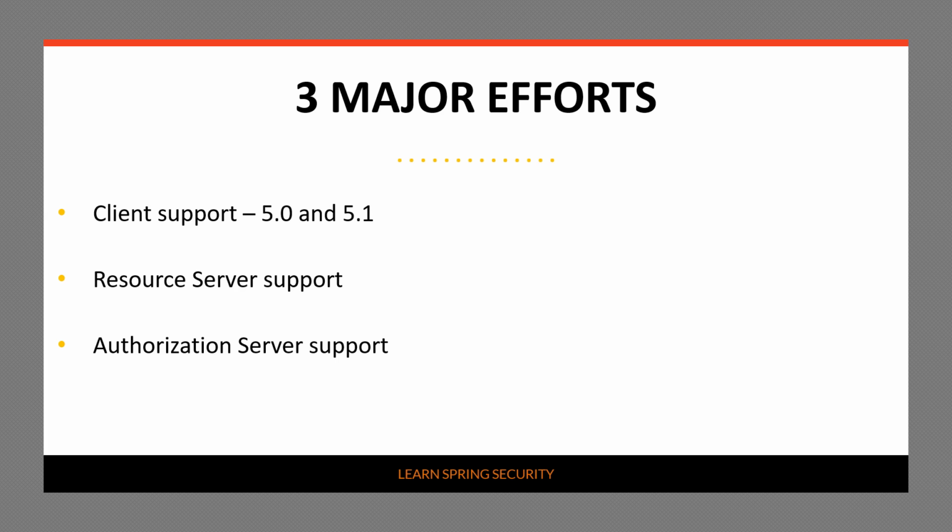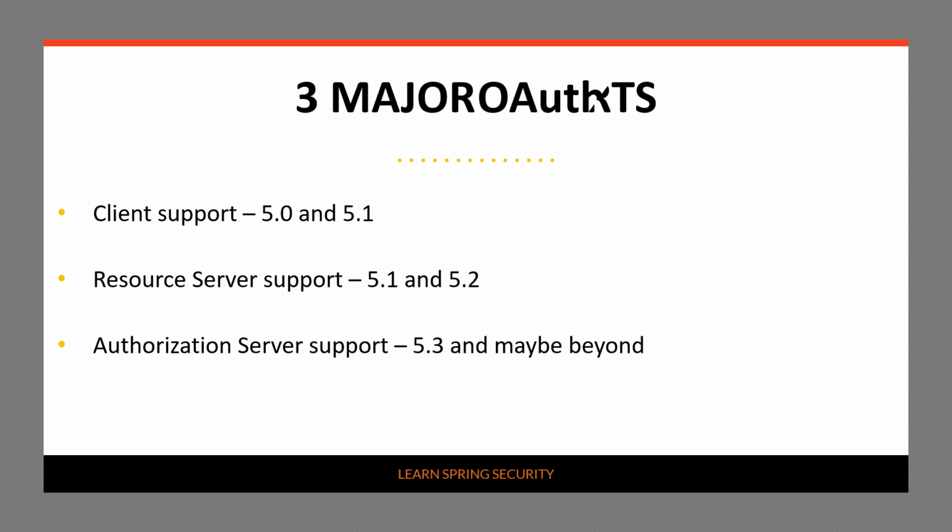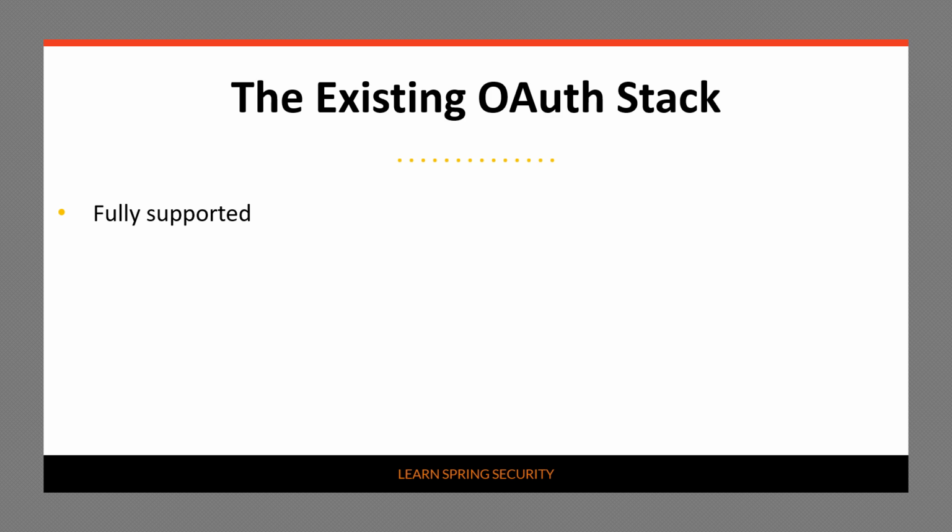And as I was saying, client support came out in 5.0 and in 5.1. Resource server support was the focus in 5.1 and 5.2, and authorization server support is coming out in 5.3 and potentially beyond that. Now, what does all of this mean for the existing OAuth stack?